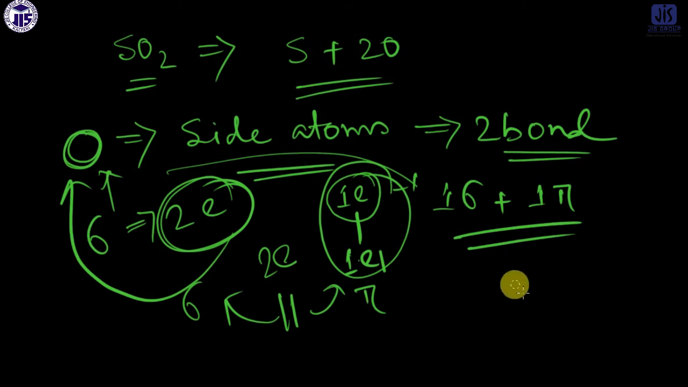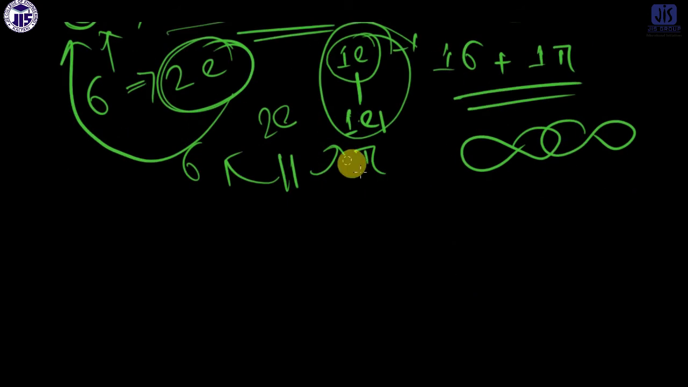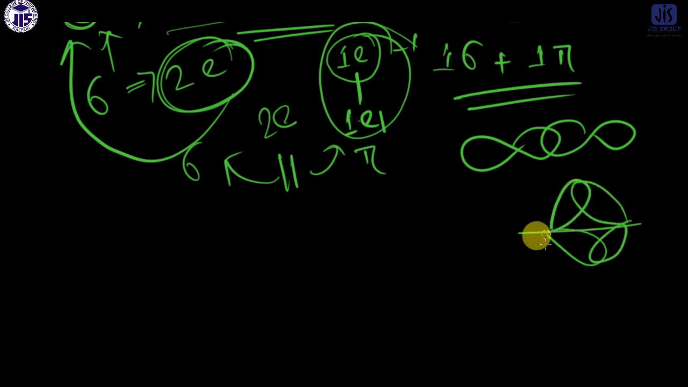Sigma bond means it is the direct overlap, this type of overlap. And what is the pi bond? Pi bond means it is the side by side overlap. This kind of overlap will be there.